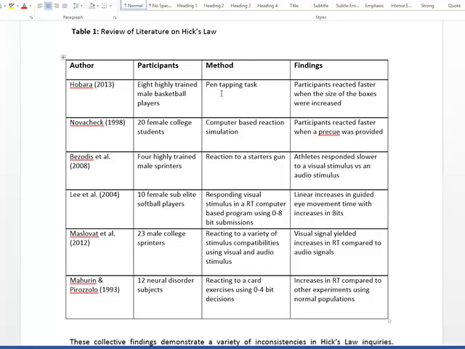Just a general statement about the methods. Was it a throwing task? Was it a computer task? Was it a running task? Do you have to respond to one signal, many signals? It doesn't particularly need to be in great detail, just a general idea of what we're looking at.